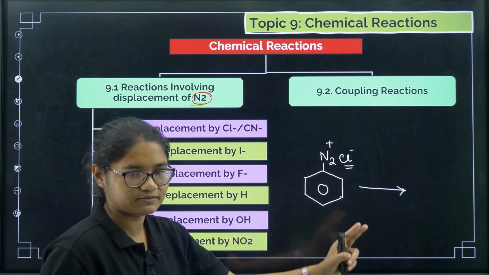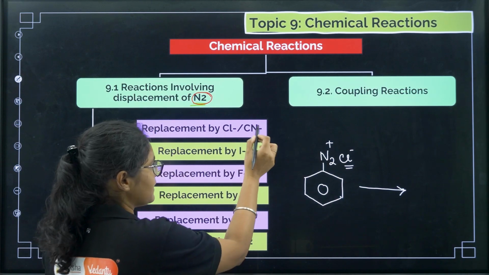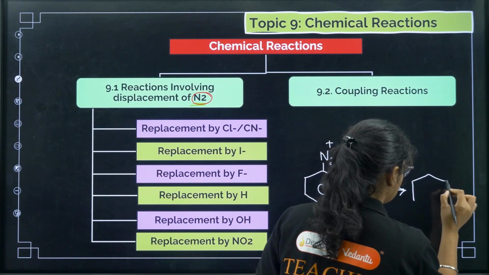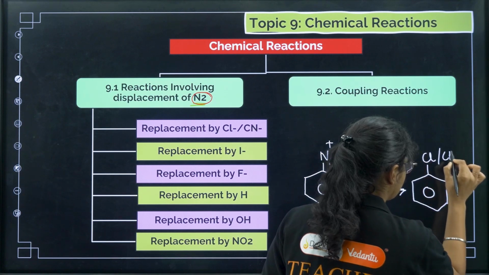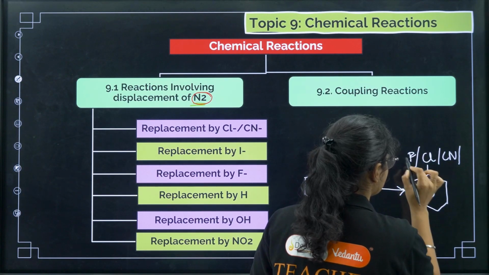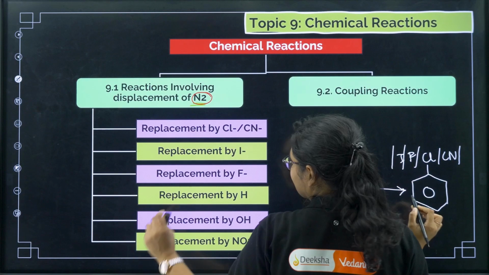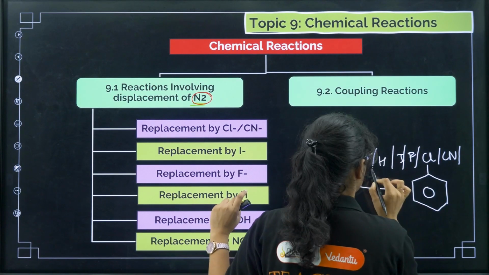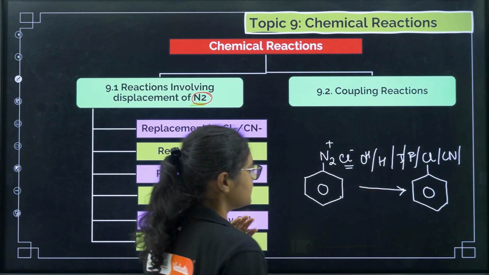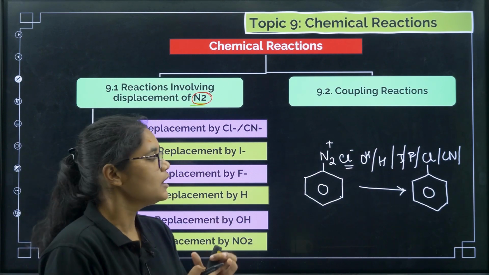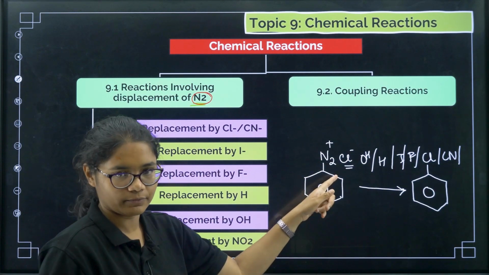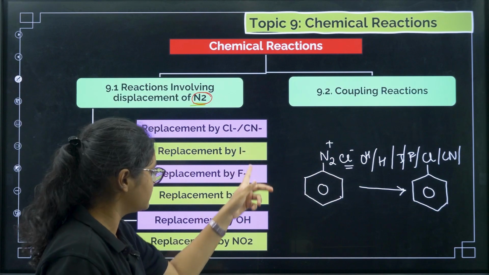It is present in the form of salt. So replacement by Cl minus and CN minus means in this part N2 will go and we will get Cl or we will get CN, we can get fluorine, we can get iodine, then we can get H, then we can get OH, right? So these are the different things that we are going to do, that what reagents are required to replace this N2 group with these groups.